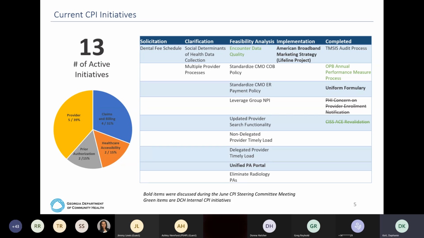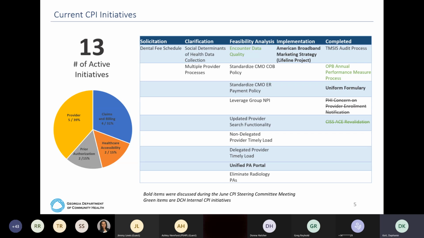Holloway. The next two items, COB policy and ER payment policies, these are also with the claims and billing work group. And again, still working with our external stakeholders to gather more information to be able to go to the CMOs and really come up with some solutions. We have data. We've been looking at a lot of data, but haven't come to the right type of information to be able to have a discussion which really pushes this one along.